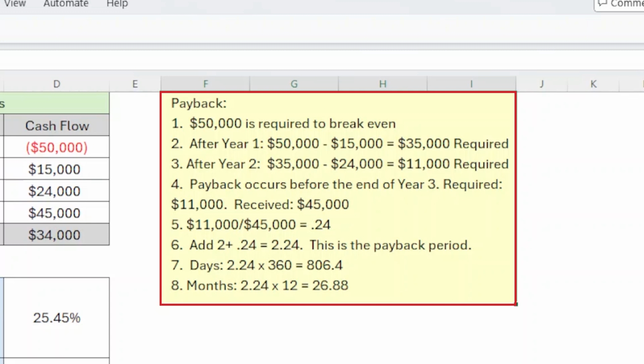We can use 2.24 to determine payback in days or months. Multiply 2.24 times the standard for accounting days in a year, which is 360 days. Our payback is 806.4 days. Multiply 2.24 times 12 to determine payback in months. This equals 26.88 months.